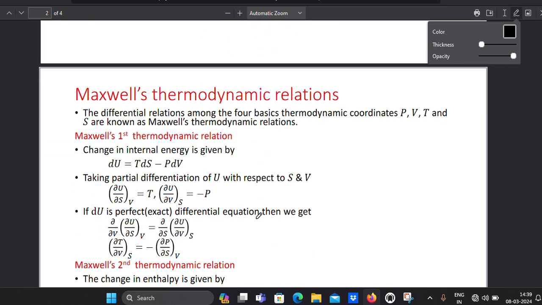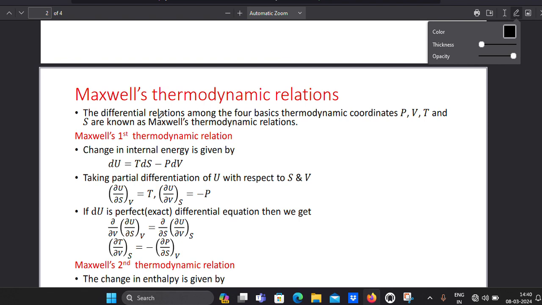Now, today's topic is very important in this chapter, that is Maxwell's thermodynamic relations. There are four relations we have, and these four relations can be obtained from the thermodynamic potentials. Friends, before watching this video, first you must watch the video on thermodynamic potentials. Why? Because if you know the thermodynamic potentials, then only you can understand Maxwell's thermodynamic relations. Okay, so now let me start Maxwell's thermodynamic relations.